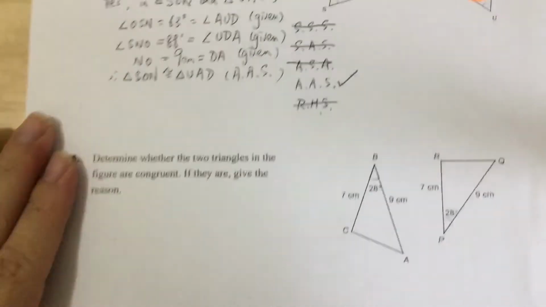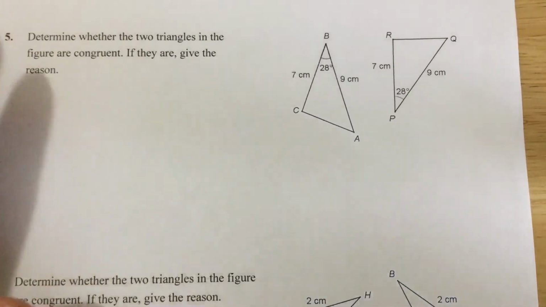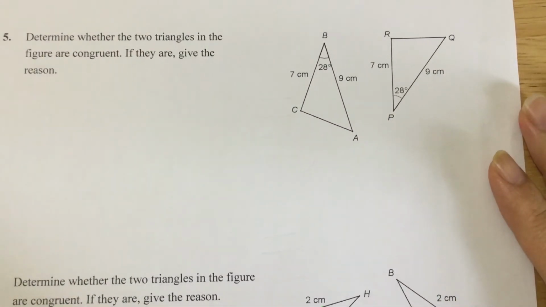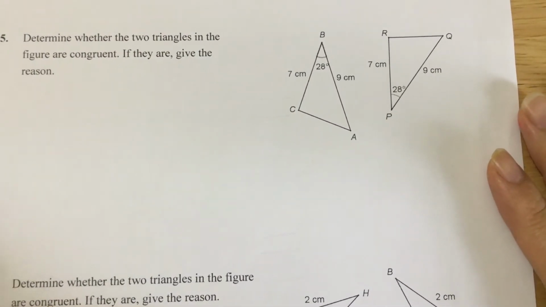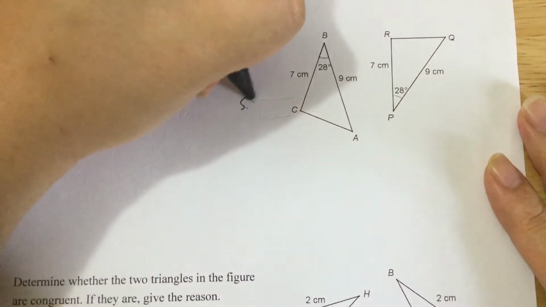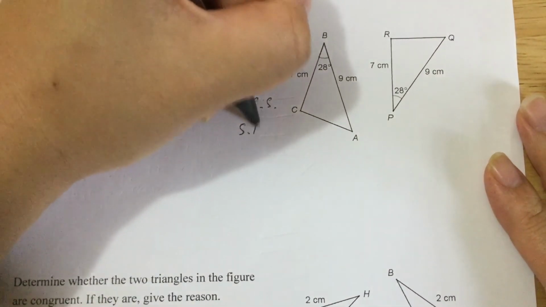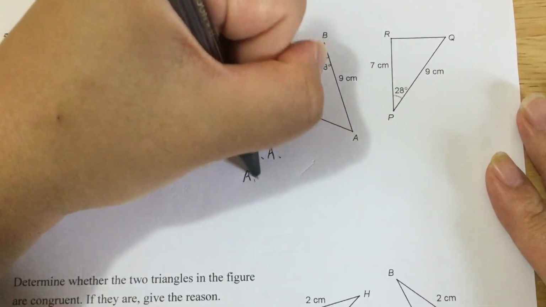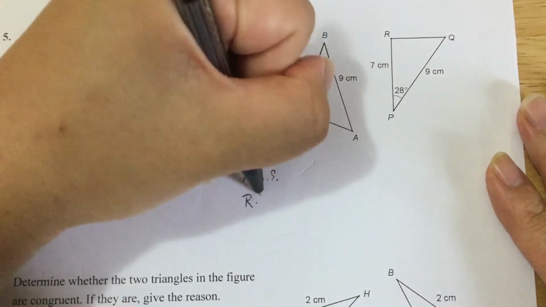Okay, now we will go to question 5. Now we are going to determine whether these two triangles are congruent. Once again, we must mark all the things. Now we will have also SSS, SAS, ASA, AAS, and even finally RHS.